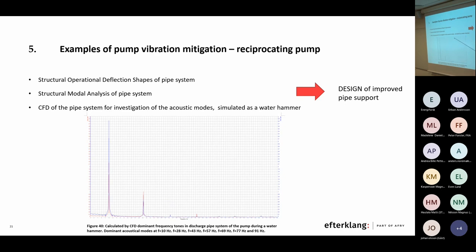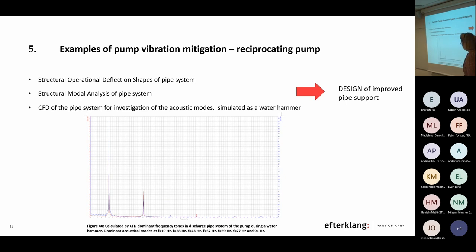Then I want to highlight that you should contact your CFD competence. I have used that personally myself a lot of times, to see how you can distinguish an acoustic mode versus a structural mode of a pipe system. They can do a very simple water hammer analysis of a pipe system. And the water hammer is like a transient, as you know.